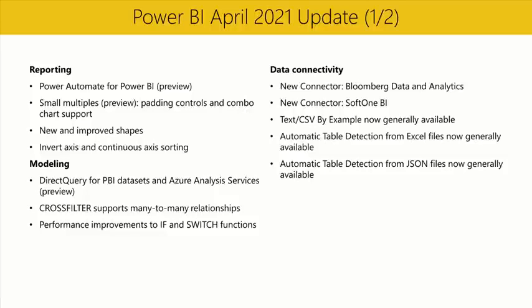You'll be able to control inner and outer column padding and inner and outer row padding. Combo charts also now support small multiples. To split your combo charts by a particular field, simply drag and drop a field into the Small Multiples field well in the Visualizations pane.